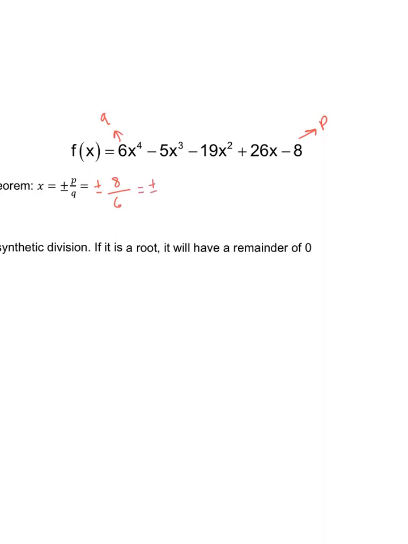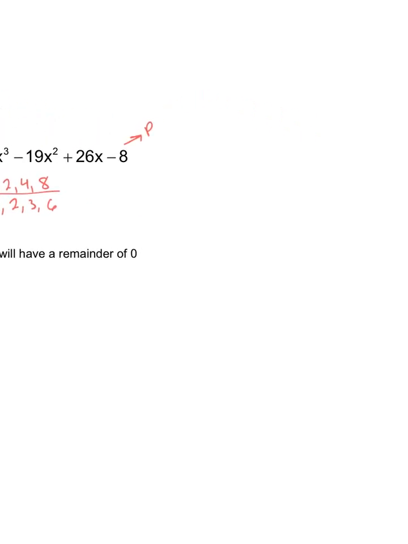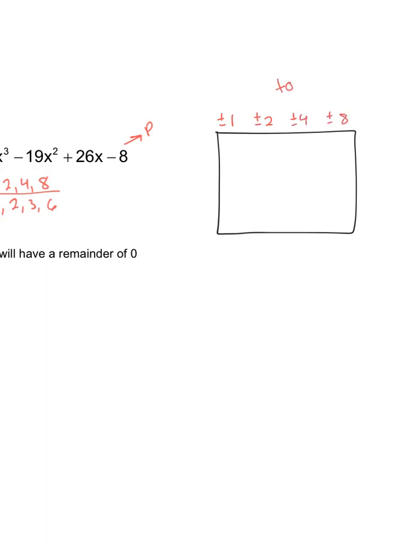So now on the top, I'm going to list all the factors of 8. And on the bottom, I'm going to list all the factors of 6. And then I'm going to draw a box to help me keep those organized as I do the division. Remember that these are the top numbers of your fraction, and the side is the bottom of your fraction.